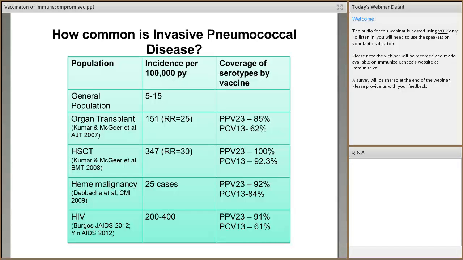One of these vaccine-preventable diseases that I want to discuss in a little bit of detail is invasive pneumococcal disease. I've given you a table here that goes through the incidence of invasive pneumococcal disease in various different types of immunocompromising conditions. In the general population, the immune competent population, the incidence of IPD, or invasive pneumococcal disease, is 5 to 15 per 100,000 person years. If you look at the HIV population, this rises significantly. It's anywhere from 200 to 400, depending on the study you read. So several-fold higher. Again, in other populations like organ transplant or stem cell transplant, the risk is 25 to 30 times higher.